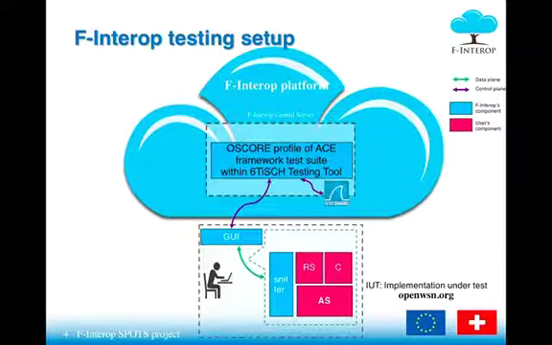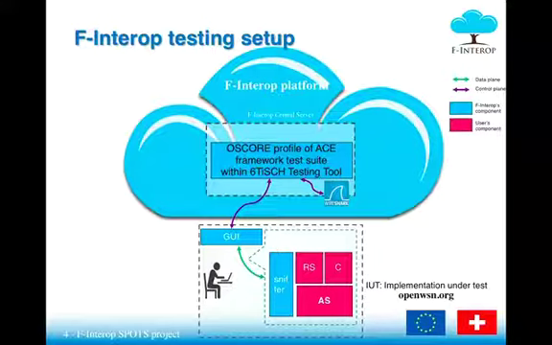This slide illustrates the architecture of the F-Interop platform and the 6TiSCH testing tool. The user sitting in a remote location connects to the F-Interop platform through a web-based graphical interface. The user selects a test it wants to run and connects IoT devices it wants to test to its machine.